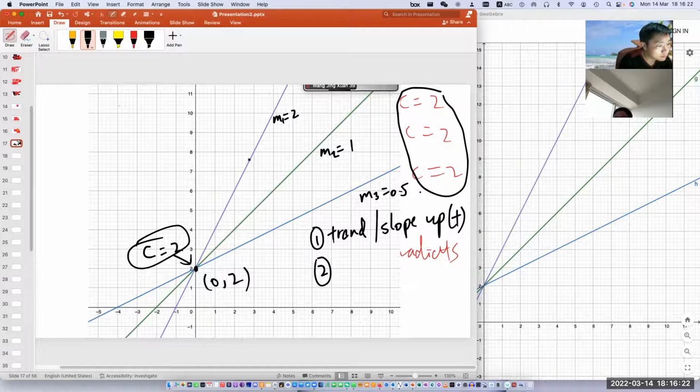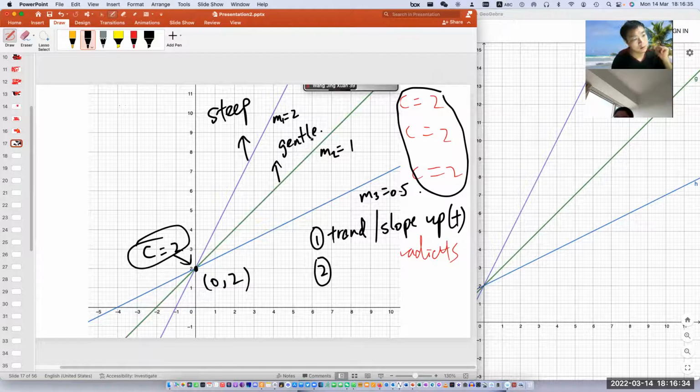What's the second conclusion? You look at the slope. This one is very steep, right? Okay. And then this one is more gentle. Right? More gentle slope. Not so hard to climb. And then this one is the easiest. The easiest to climb. Imagine you need to climb all the slope here. Okay. Imagine.